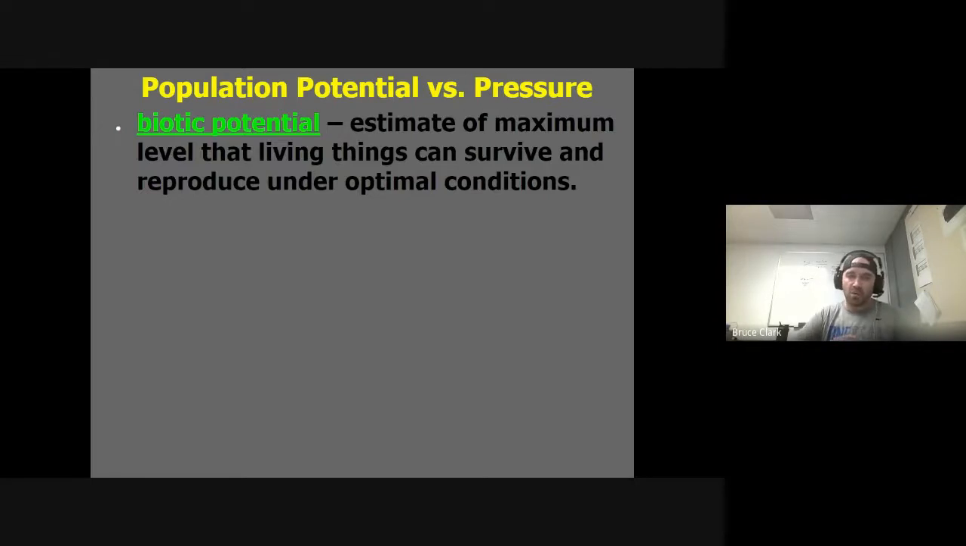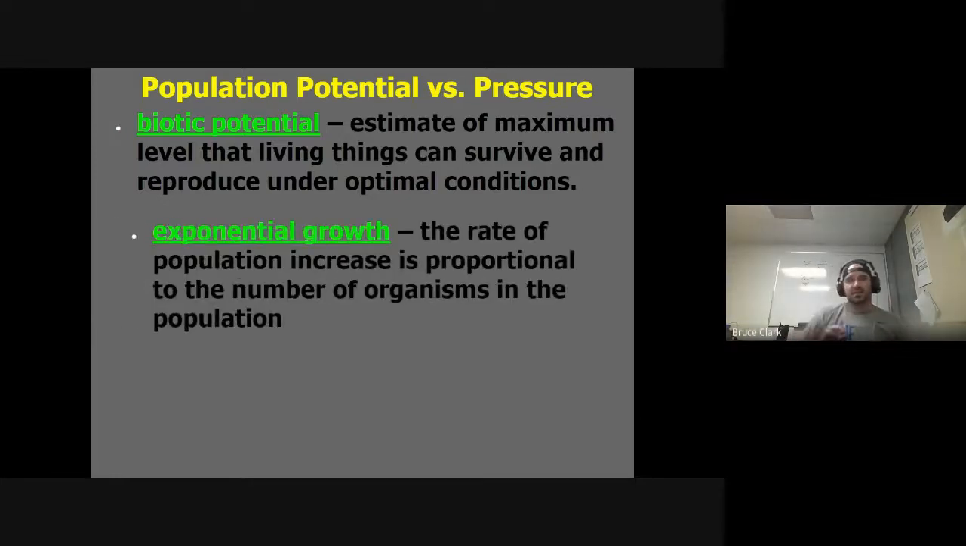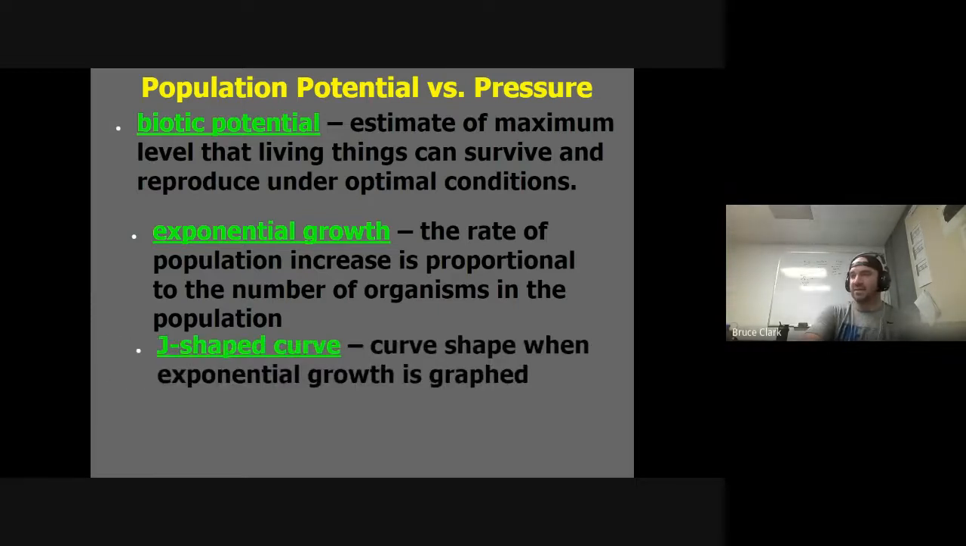So if there's nothing that's going to slow a population down, it is going to grow, and it will grow at an exponential rate. Okay, so it's going to grow exponentially. I have a picture of that coming up. But you guys should know exponential growth from your math classes. That means that there's going to be x to a certain power, or something to the x power. Basically, that boils down to the rate of population increase being proportional to the number of organisms in the population. This results in this J-shaped curve there.